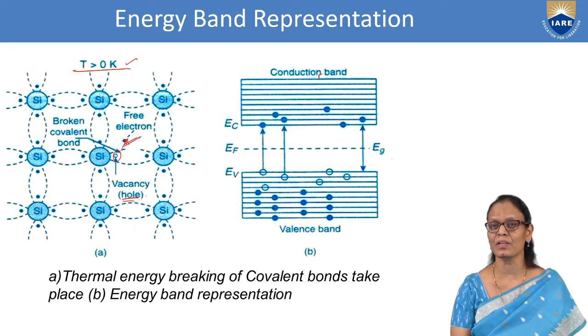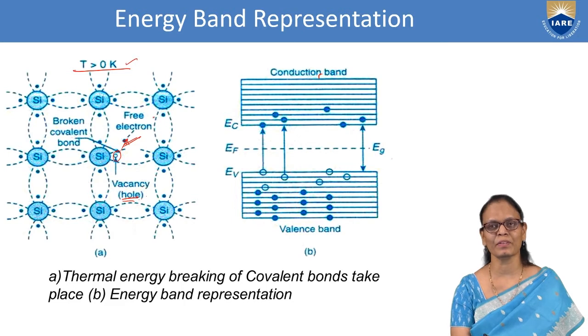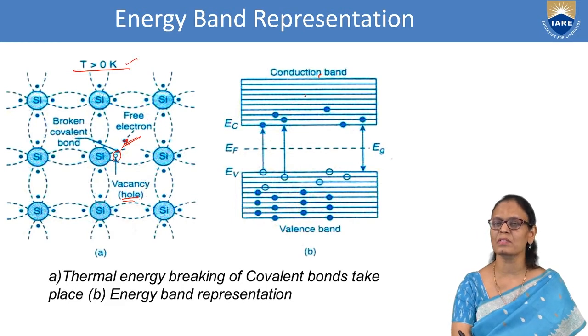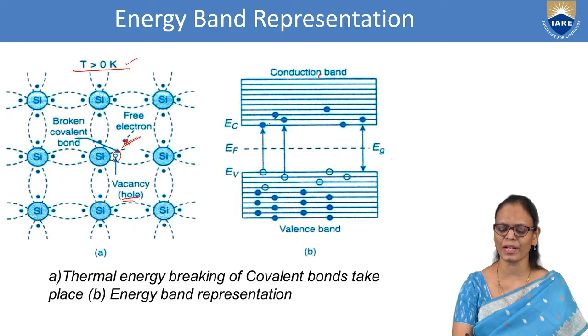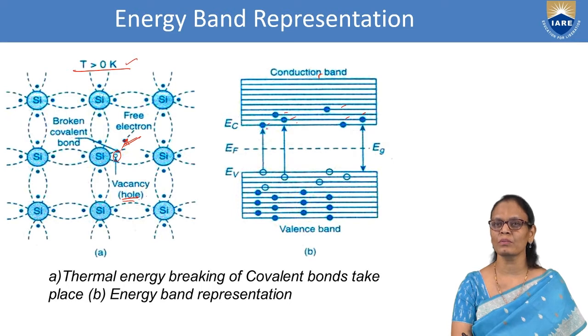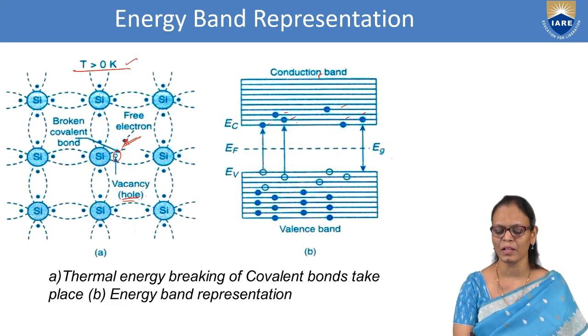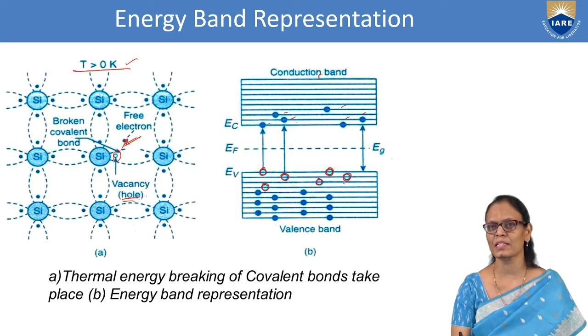At 0 Kelvin, all the electrons are in the valence band. Now, as the temperature increases, some of the bonds are broken. So, some electrons are made free and these electrons now go to the conduction band. You can see the electrons here. All these are electrons which have come from the valence band. So, when an electron moves from the valence band to the conduction band, there arise vacancies in the valence band and these vacancies we call holes. So, these are holes and these are electrons.